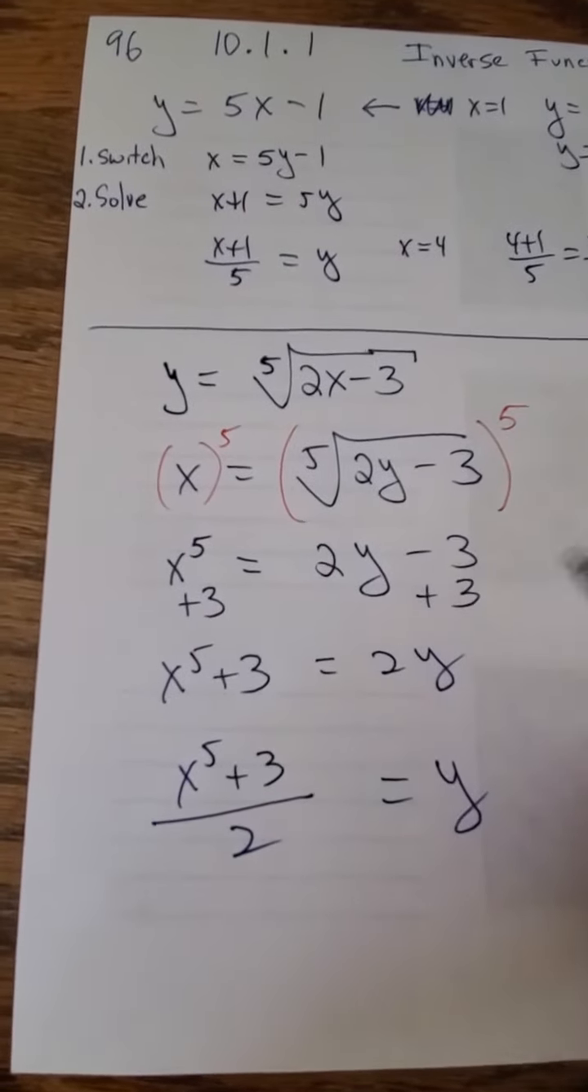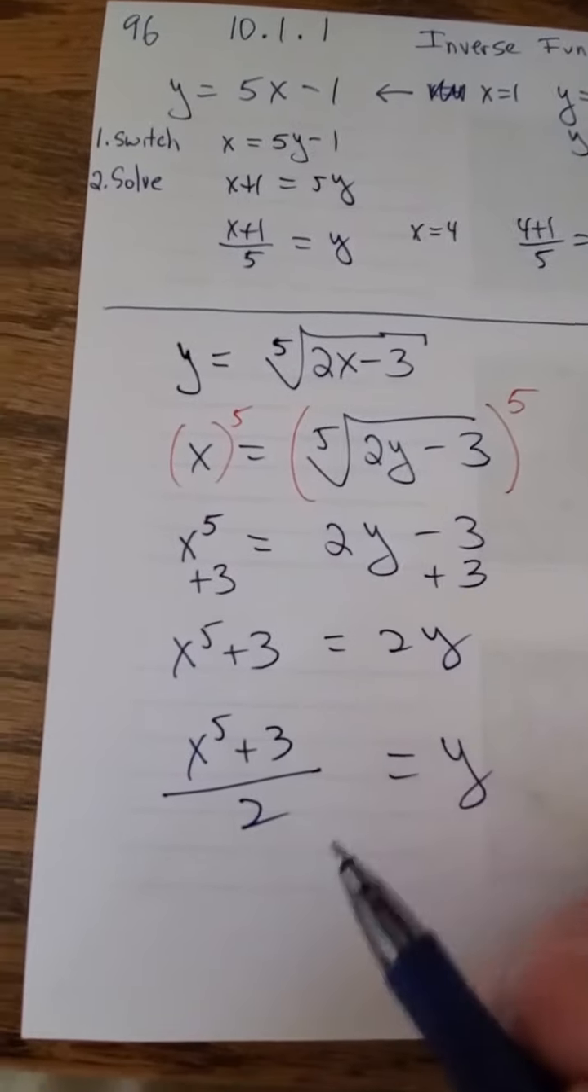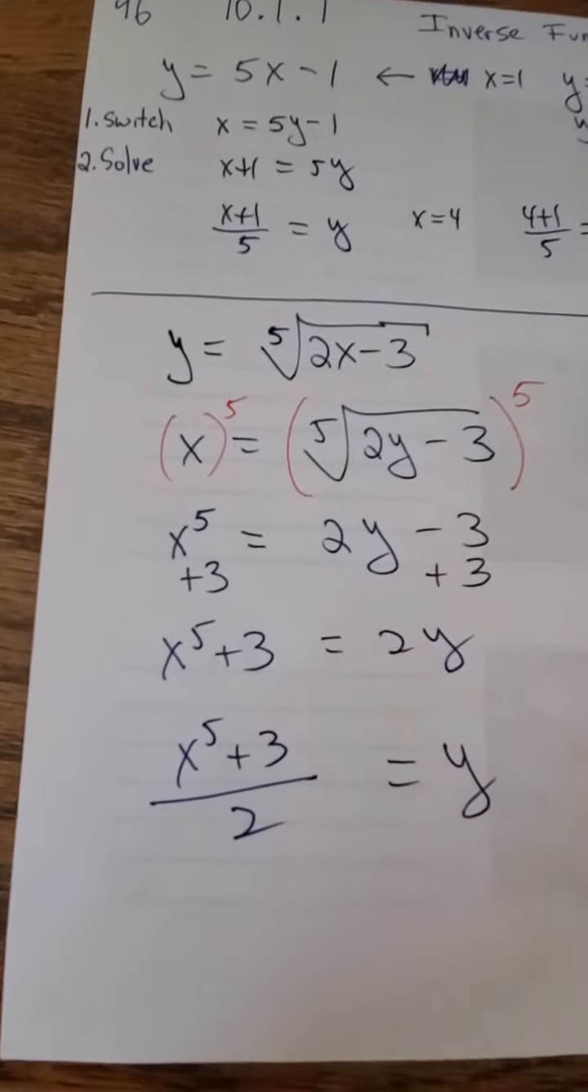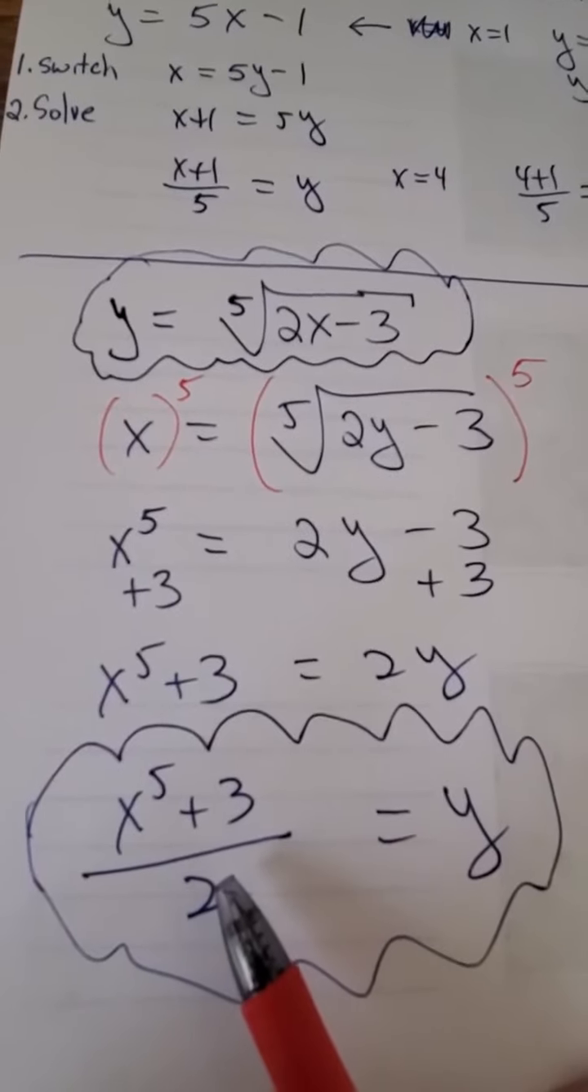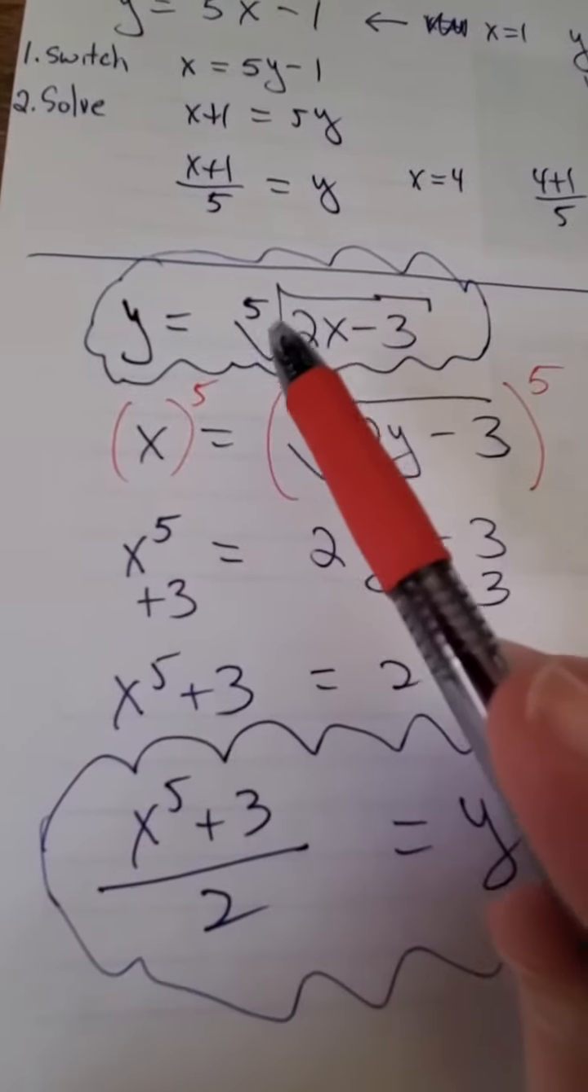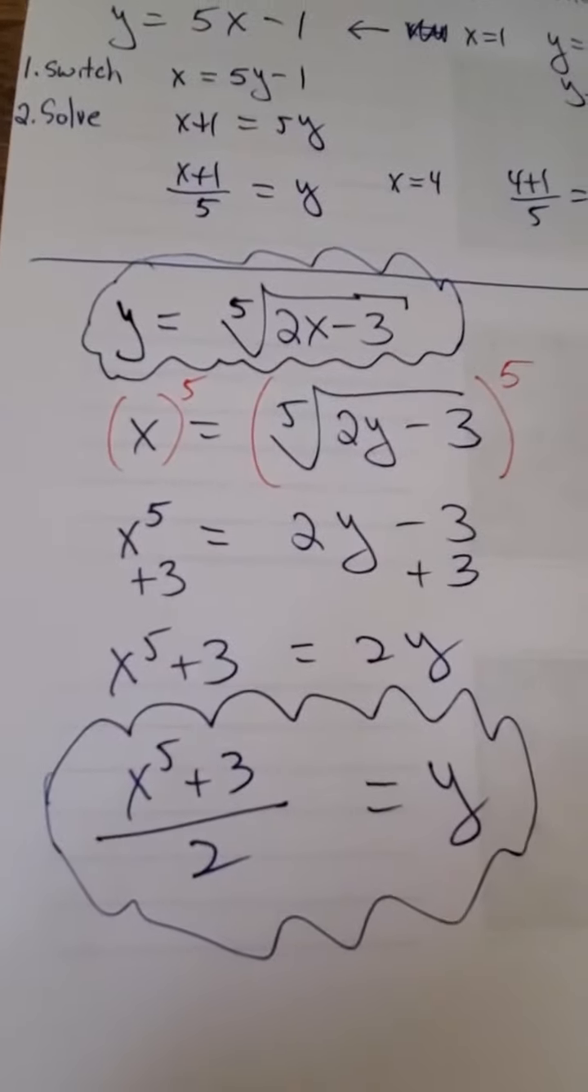So I add 3 to each side. I divide by 2, and I get x to the 5th plus 3 over 2 equals y. So y equals x to the 5th plus 3 over 2 is the inverse function of y equals the 5th root of 2x minus 3. Yay!